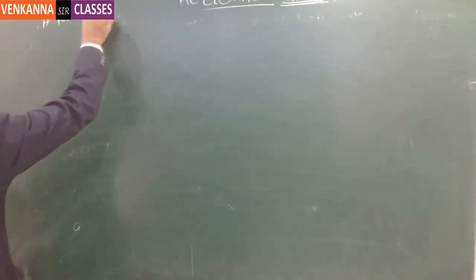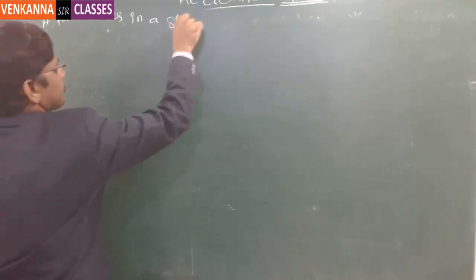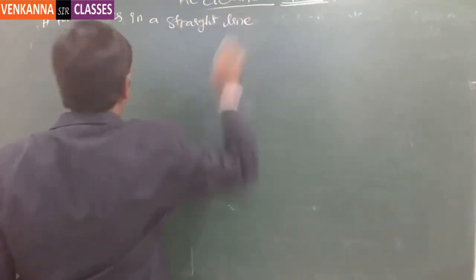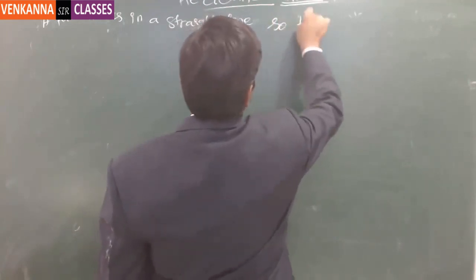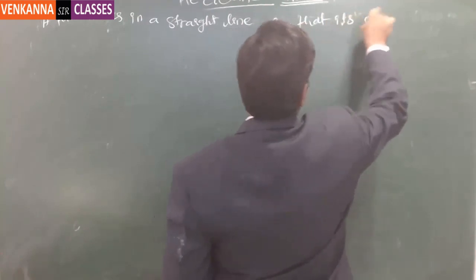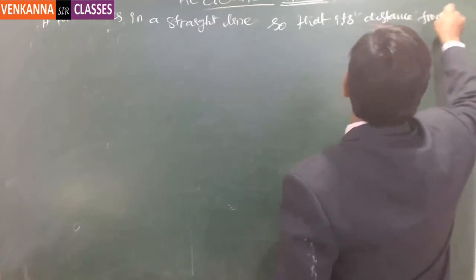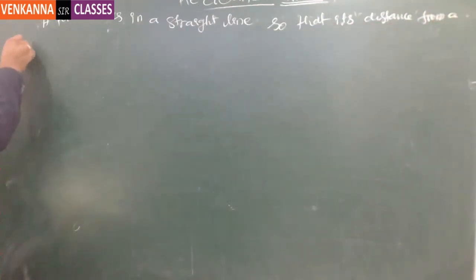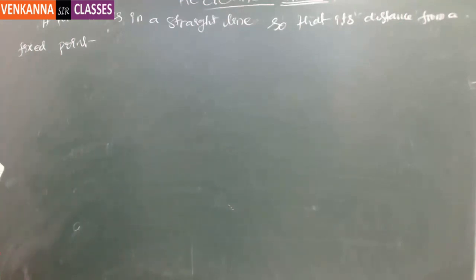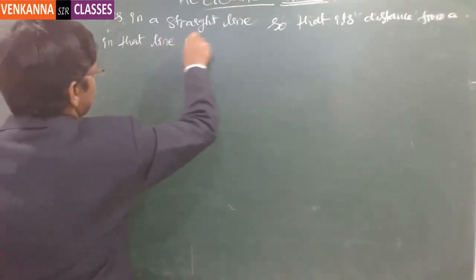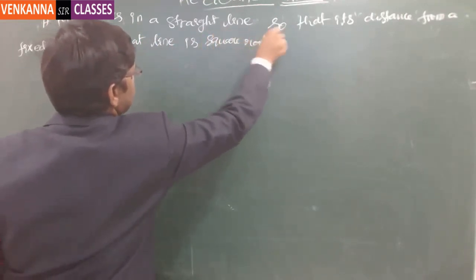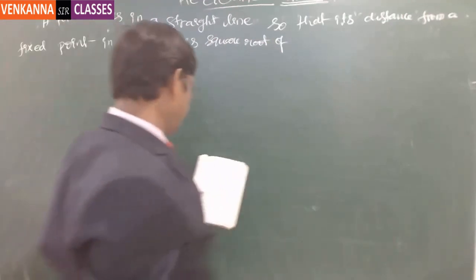A point moves in a straight line so that its distance from a fixed point in that line is the square root of a quadratic function of the time.